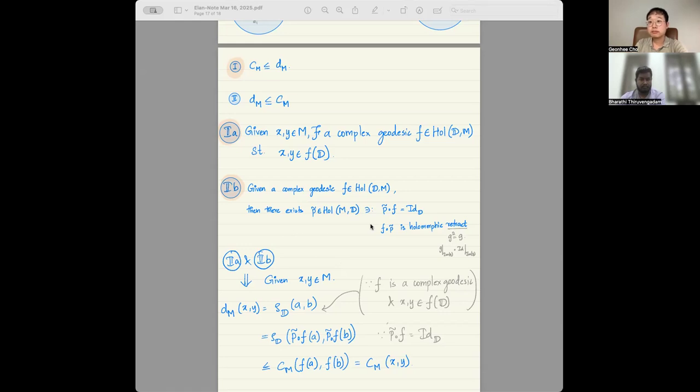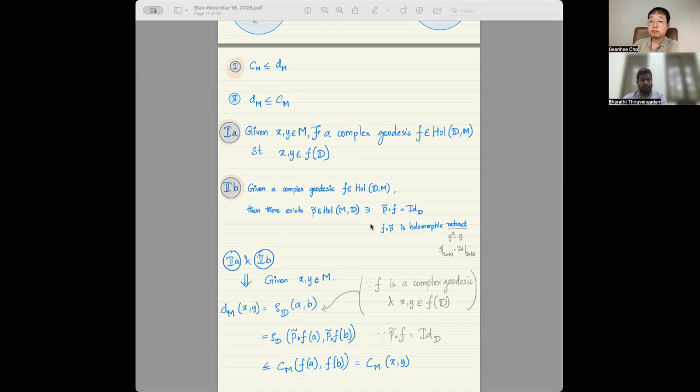And the second part, showing the other inequality, is that now we have a complex geodesic that connects the Poincare distance with the Kobayashi distance. Now we have to somehow connect it to the characteristic distance. I'm sorry, I get blank sometimes, but yeah, I'll come back. So we have to connect it to the characteristic distance.